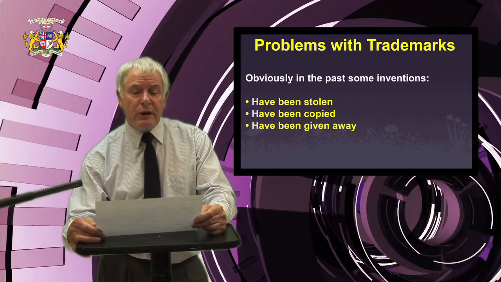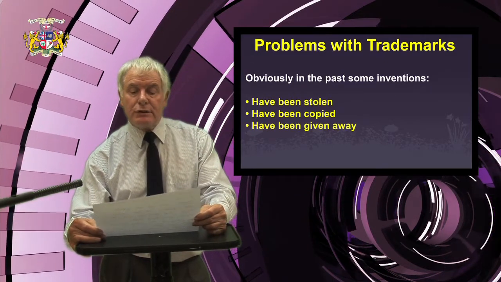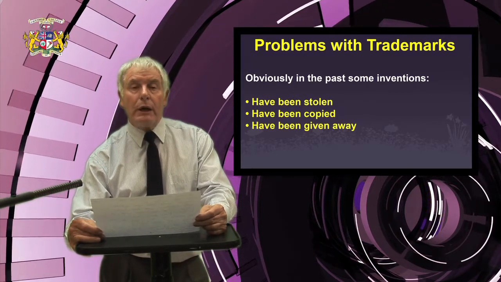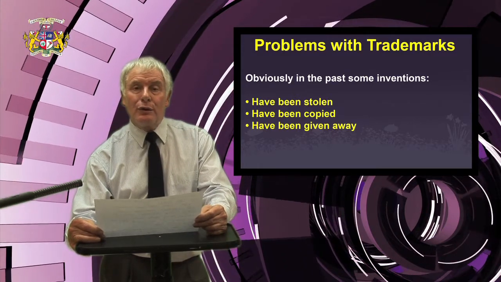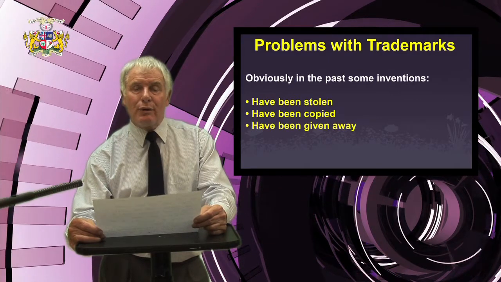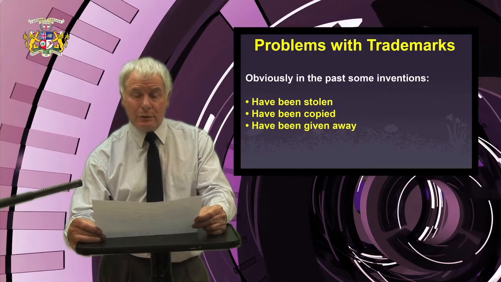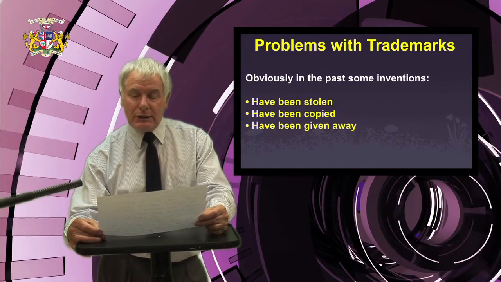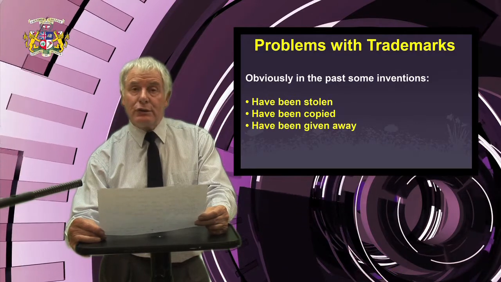However, in the past, some inventions have been stolen. Again, there have been examples where inventions have been copied. Also, some inventions have in effect been given away. An example of one that was given away would include the World Wide Web. The person who created that allowed it to be used by others for no payment at all. So, if you or your organisation do have a great idea, you must protect yourself by submitting it to the appropriate organisation to gain proof of ownership of that idea.